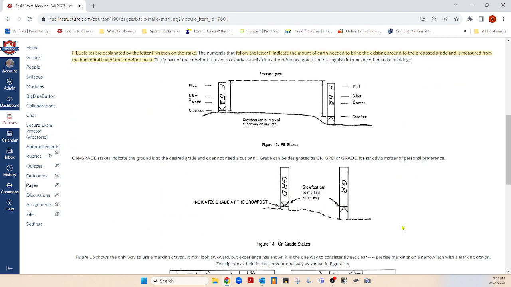On grade stakes indicate that the ground is where it's supposed to be. Here, it looks like you might want to bring in a little bit of dirt, but basically, these would be level when this one says grade and this one says grade. So this one probably wouldn't require anything. It depends on your tolerance. You may want to bring everything up to the level of the grade mark.